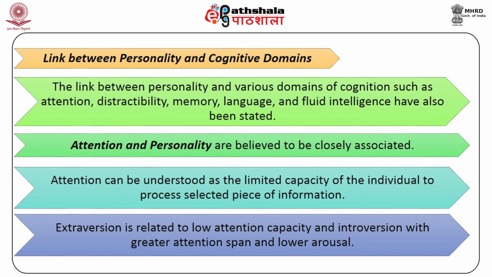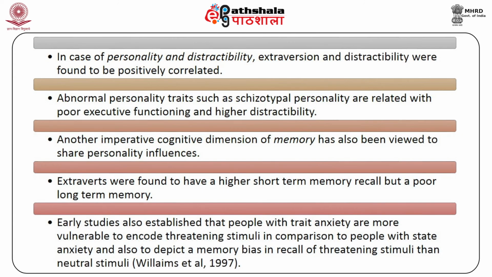Similarly, high impulsivity is related to greater arousal and attentional deficits. In the case of personality and distractibility, extraversion and distractibility were found to be positively correlated. Also, neuroticism and anxiety were found to depict higher distractibility. Abnormal personality traits such as schizotypal personality are related with poor executive functioning and higher distractibility.